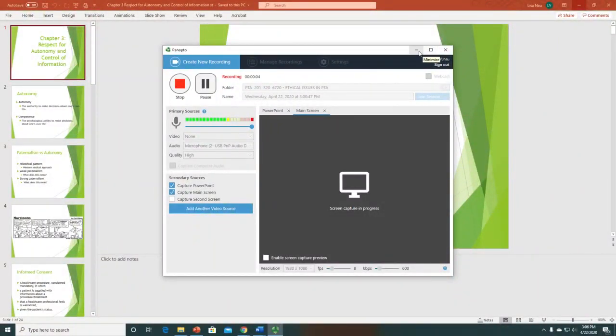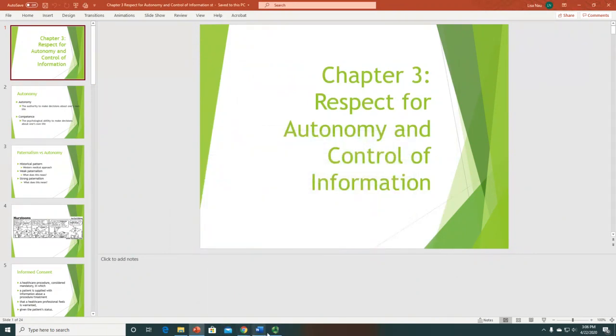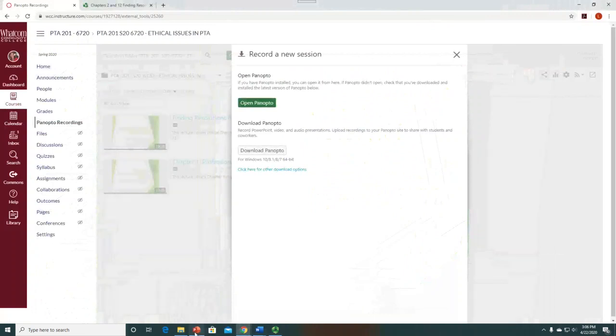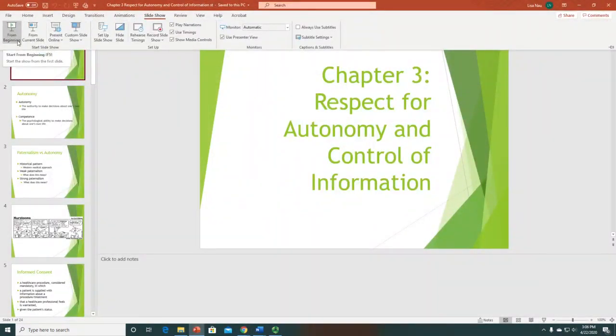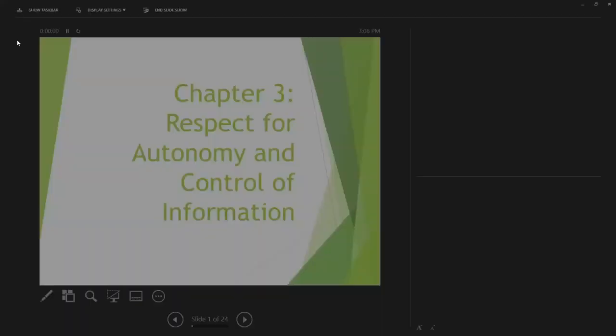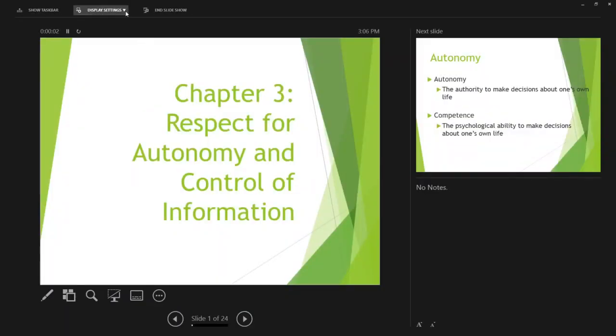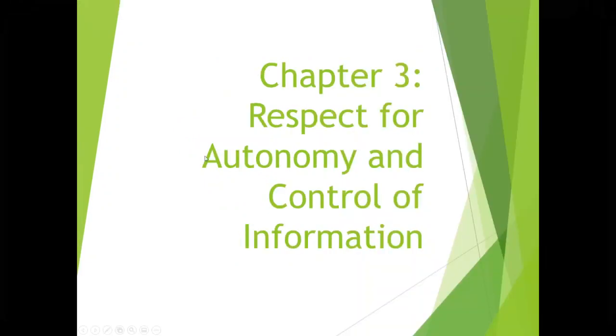Hey gang, so chapter 3, we're looking at patient autonomy. There's two concepts here to think about. The first one we're looking at is how to respect a patient's autonomy, and also how we need to think about controlling the release of their health information. So we're going to review HIPAA a little bit here as well.